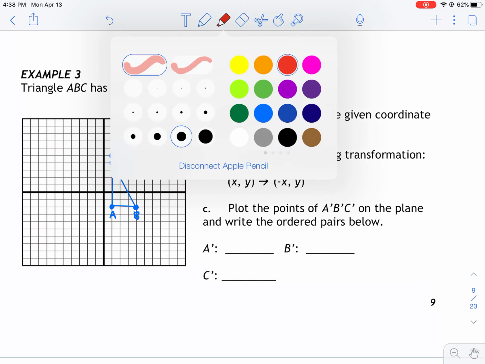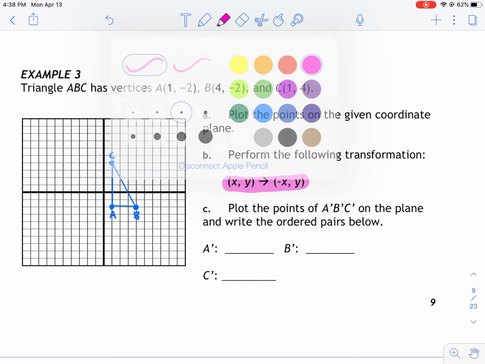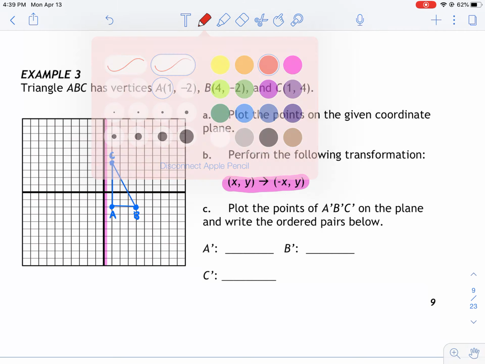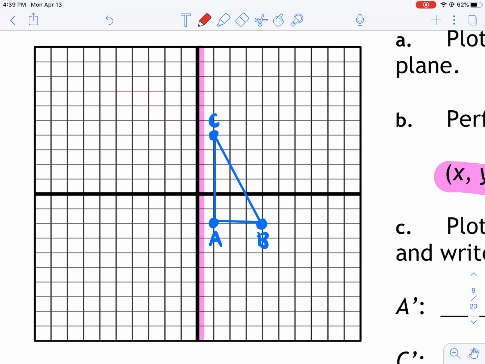Okay, so here's what I suggest that we do first. Let's mark our line of reflection. If you notice that this had the opposite of x in it, that is a reflection over the y-axis. So we're going to mark the y-axis here. I want to change that down just a little bit so it doesn't cover everything up. Okay, close enough.